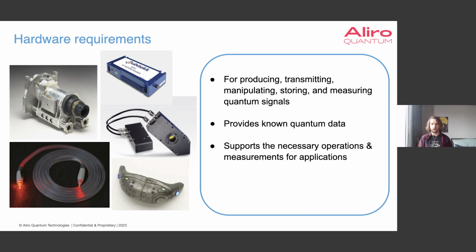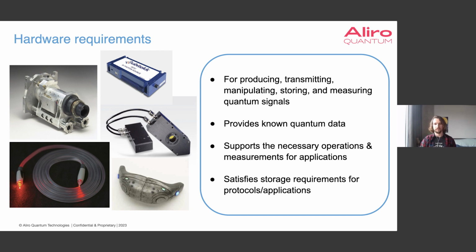Once we know what kind of quantum information we're starting with, we can then use our hardware components to manipulate this data and extract the information we want using measurements. And as I mentioned before, since we'll be exchanging classical messages as part of our applications and protocols, we need to be able to faithfully store this data while we wait.